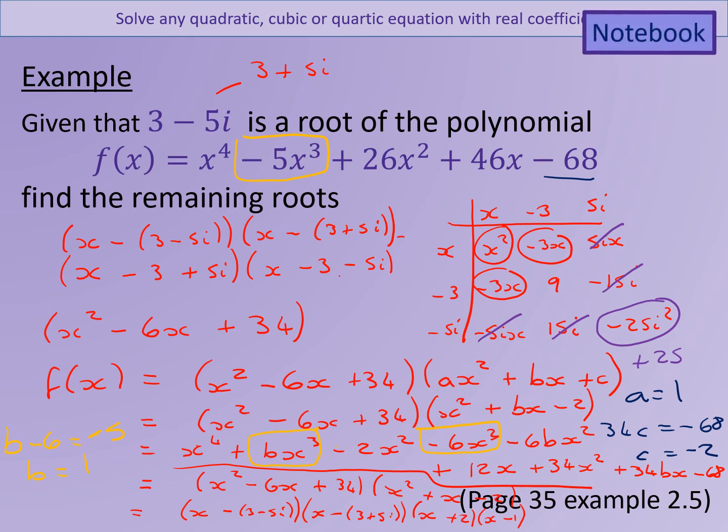This tells us that the original quartic equation has roots x equals minus 2 and 1, which are the real roots from the second quadratic, and 3 minus 5i and 3 plus 5i, which are the complex conjugate roots from the first quadratic.